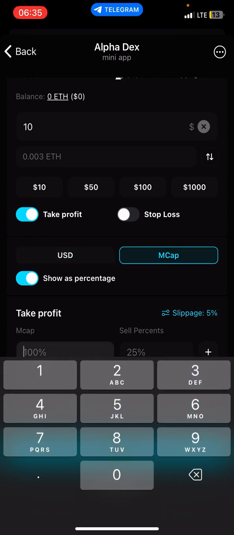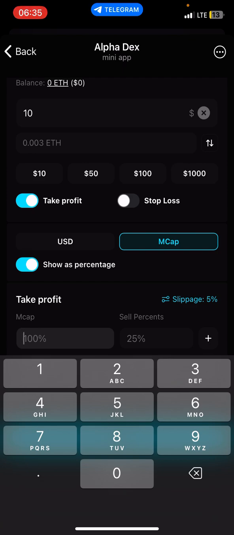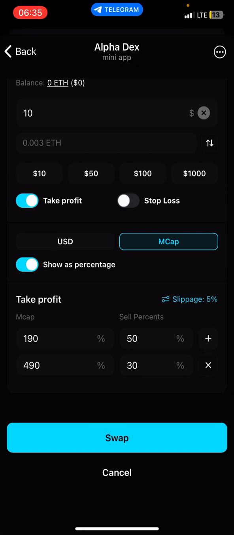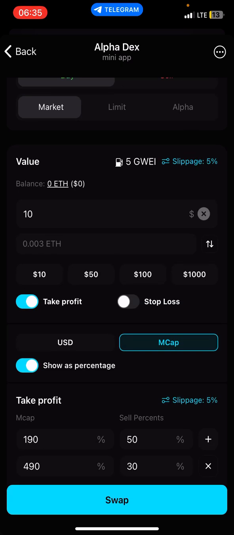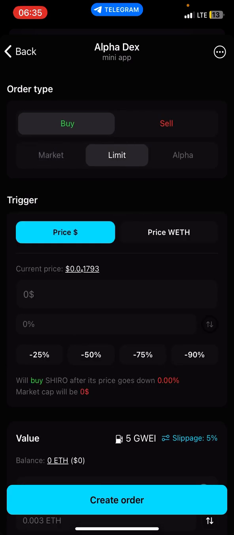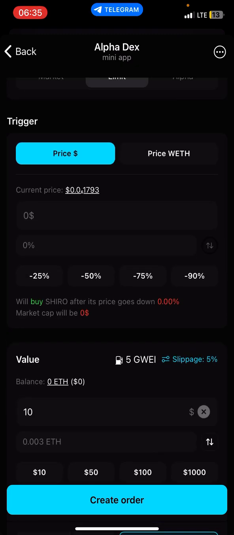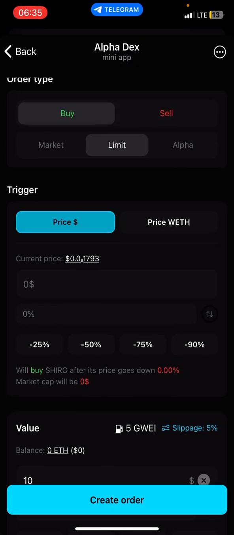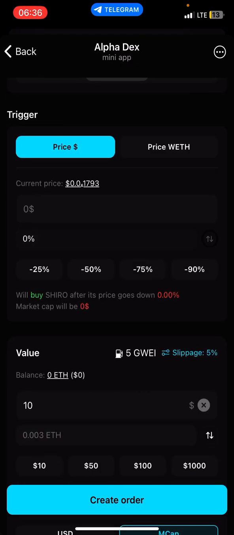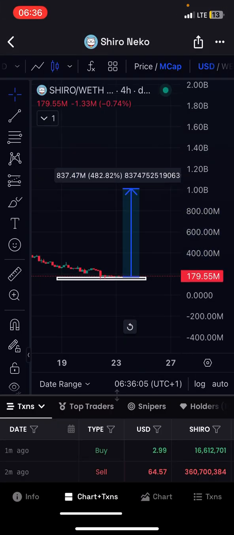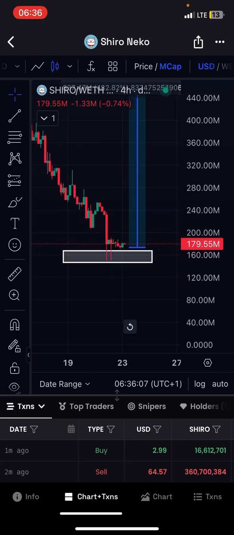So we are meant to have set it on market cap, right? Once the market cap increases by 190, you take out 50%. Once it increases by 490, we take out 30%. And that is just it. Now, the second one is to set limits. For the limit, you simply want to make sure you're on price in dollars.